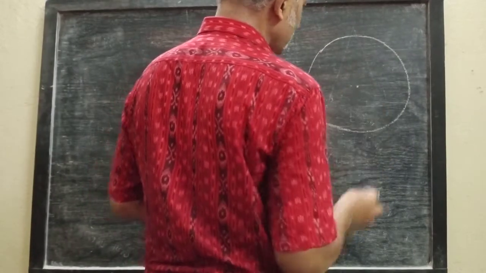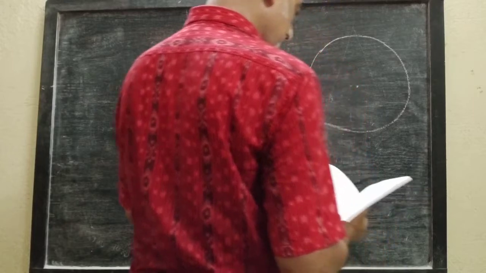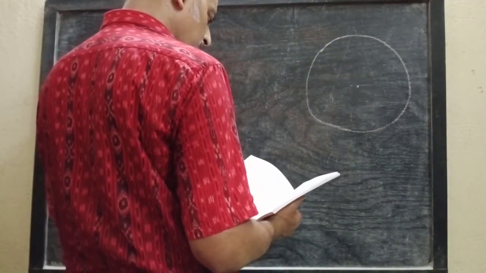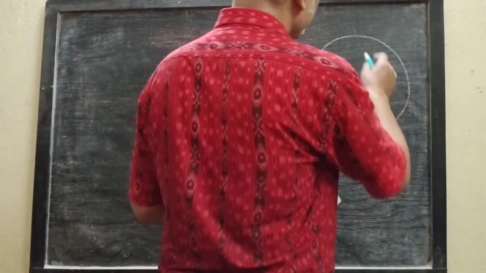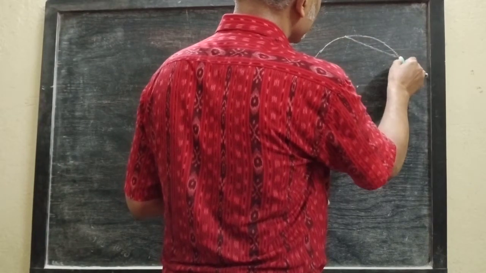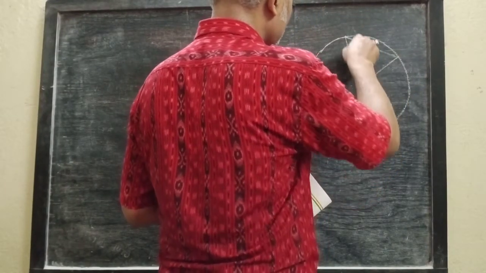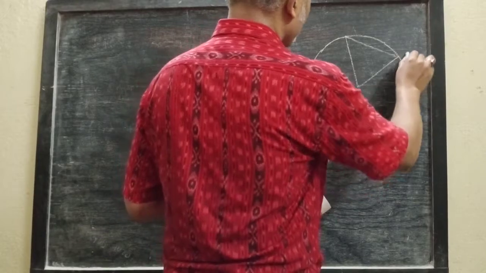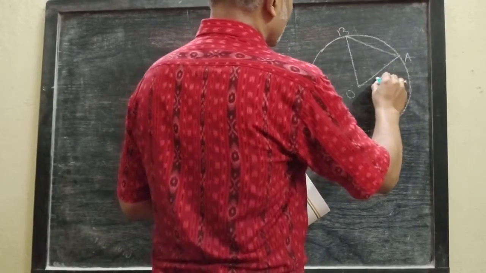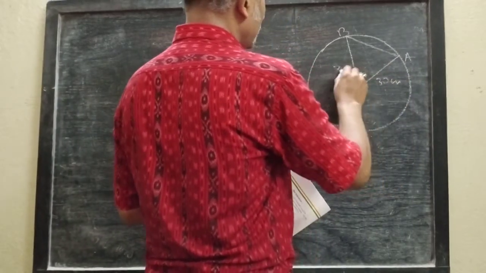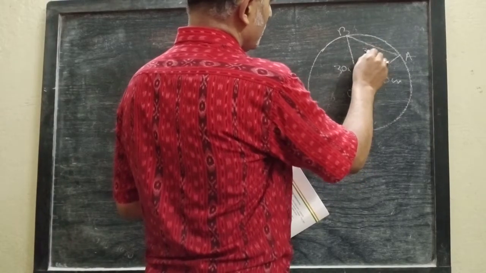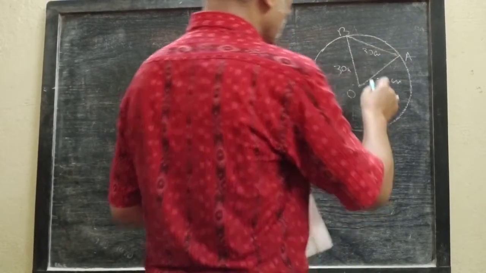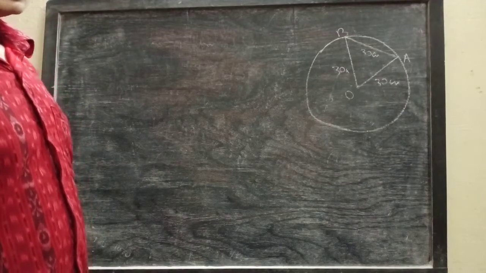This is a circle of radius 30 centimeter, and the chord is also of length 30 centimeter. Radius is 30 centimeter, chord AB is also of length 30 centimeter. So it is obvious that triangle OAB is an equilateral triangle.